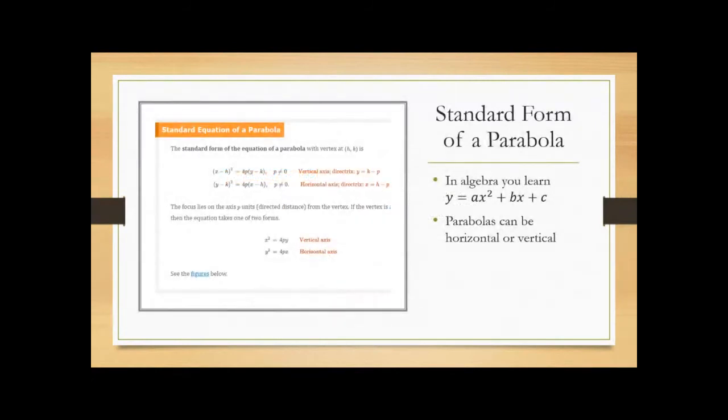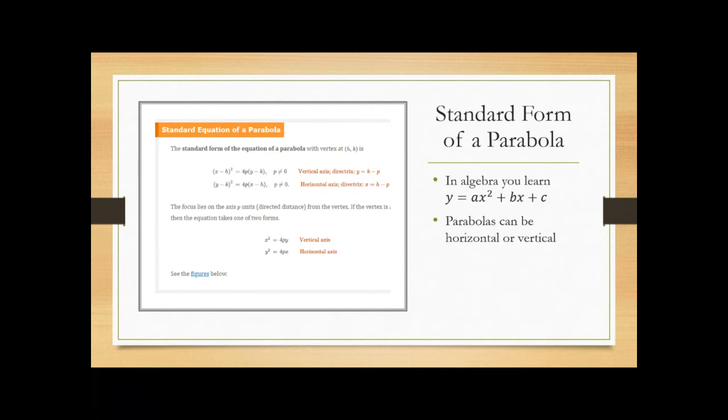So, standard form of a parabola. Back in algebra, we learned that it's ax squared plus bx plus c. Once you get to pre-calculus, standard form actually looks a little different. It looks similar to the vertex form of a parabola, but it's not exactly the same. It's not solved for y and it's not solved for x. You can see how it's written here. We use (h, k) as the vertex.